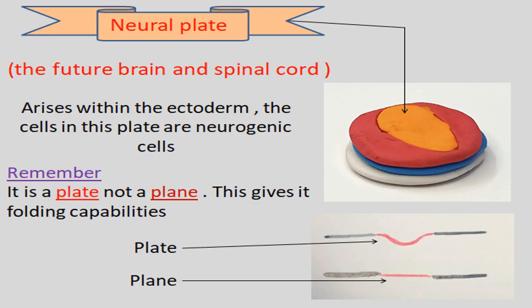So, how is the neural plate formed? It is formed by transformation of some of the cells of the ectoderm into neurogenic cells. It is shown in the model in a yellow-colored plate within the red ectoderm. Remember, it is a plate, not a plane, and this renders it capable of folding.